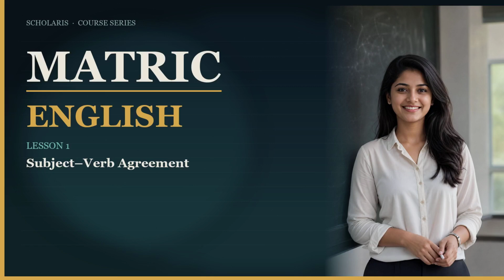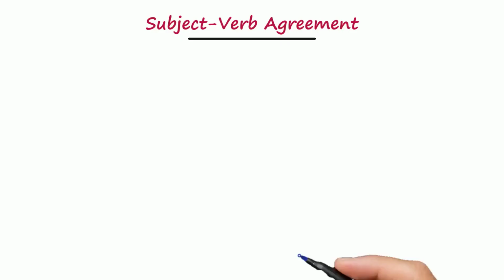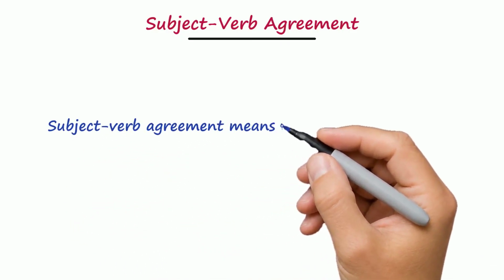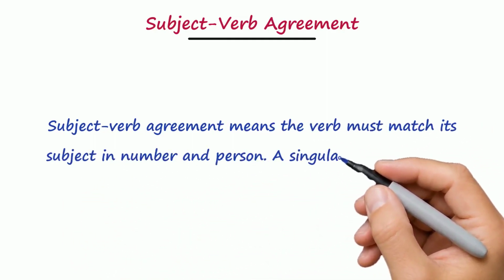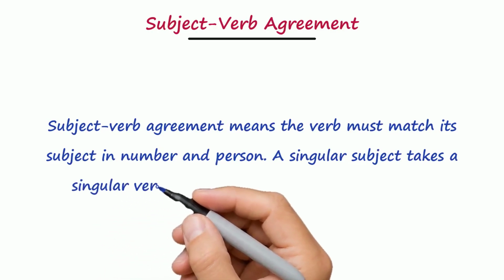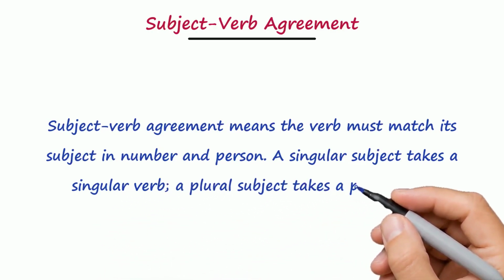We're jumping into Matric English, Lesson 1, Subject-Verb Agreement. Subject-verb agreement means the verb must match its subject in number and person. A singular subject takes a singular verb, a plural subject takes a plural verb.